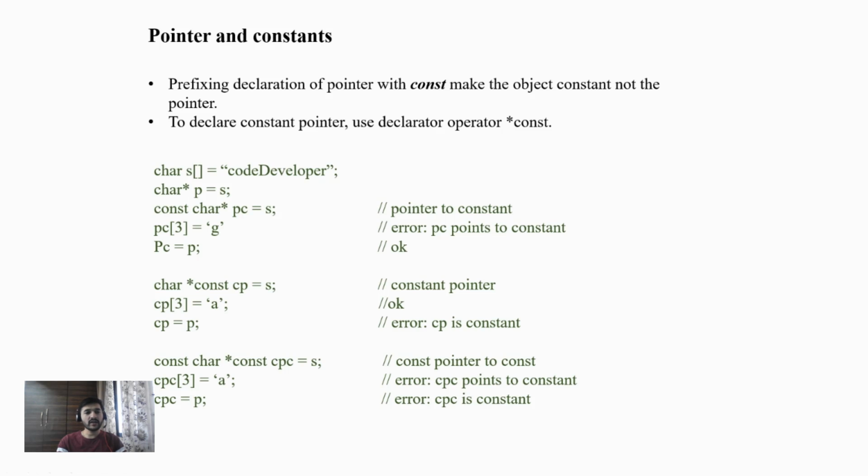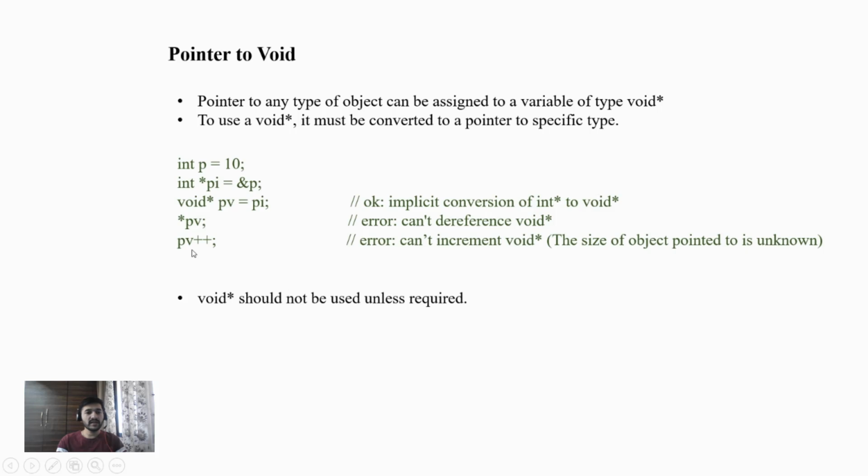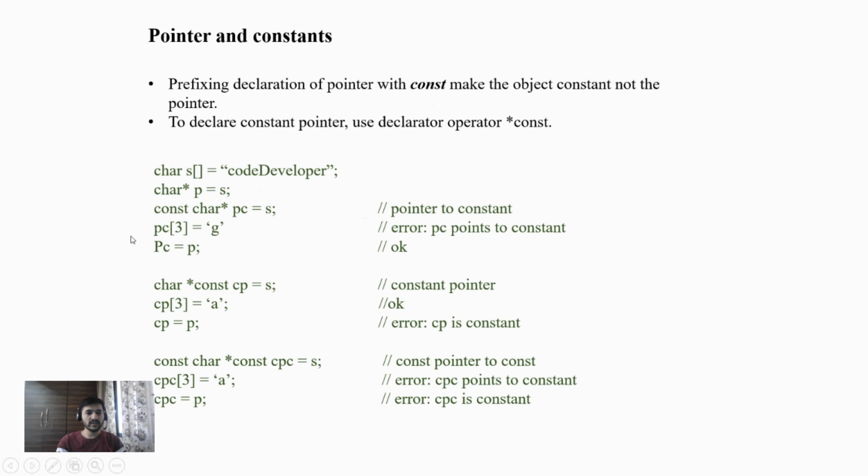And we are not getting a constant pointer to the character. So there is a difference. When we create a pointer to the constant object, we cannot change the object which the pointer is pointing to, but we can change the pointer. Because the pointer is not constant, but the object which this pointer is pointing to is constant.